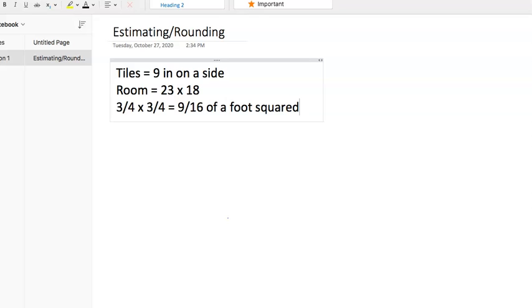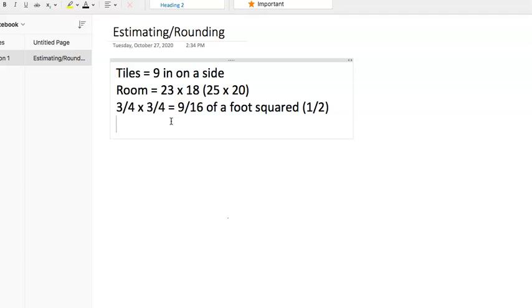Okay, and this is where the estimation comes in, right? If we see 9/16, then we're just going to say that's a half, right? And that's going to be the rounding estimating part. And we'll go ahead and do this now. And the 23 by 18, we know if we're just estimating, we're going to call it 25 by 20. Okay, and that'll come into play here in a little bit.